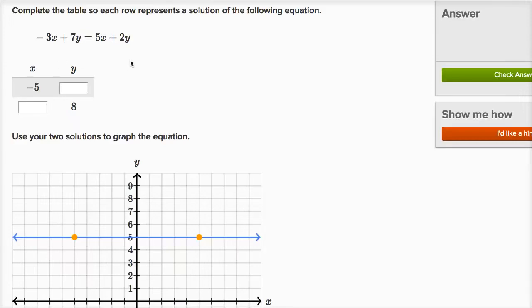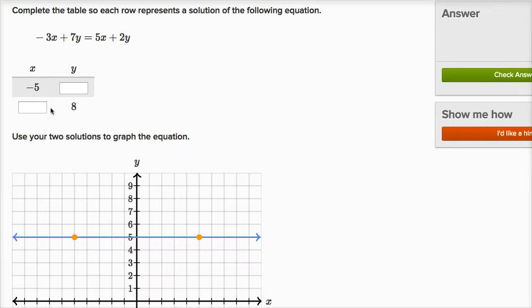So this is an example from the Khan Academy exercise, graphing solutions to two variable linear equations. They tell us to complete the table so each row represents a solution of the following equation. And they give us the equation, and then they want us to figure out what does y equal when x is equal to -5, and what does x equal when y is equal to 8.